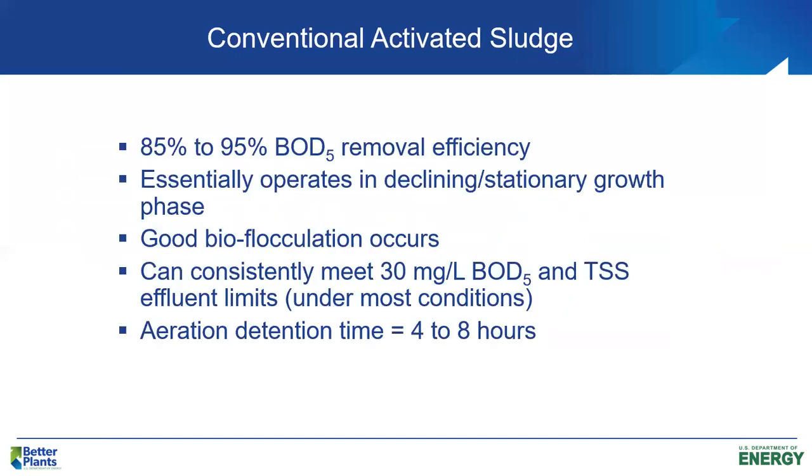So let's talk a little bit about the characteristics of conventional activated sludge. Again, we'll get 85 to 95% BOD removal efficiency. That's excellent. We'll consistently meet 30 BOD and 30 suspended solids unless something unusual is happening. We get good bioflocculation, and we're operating in the declining or stationary growth phase of the growth curve that we talked about in the presentation on microorganisms. And the detention time in the aeration tank is generally about 4 to 8 hours.